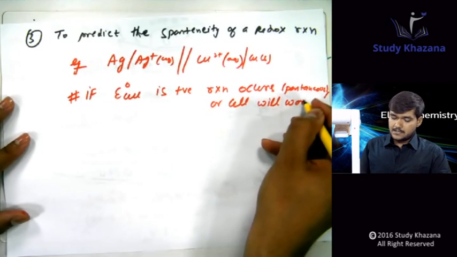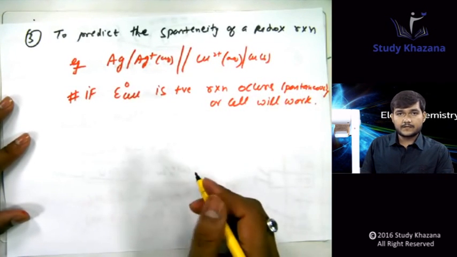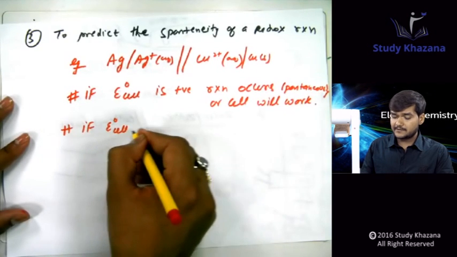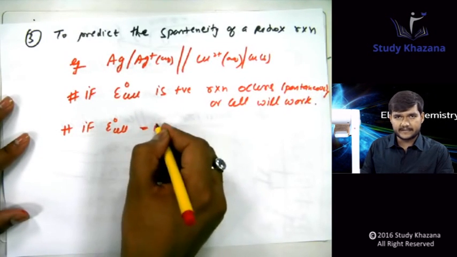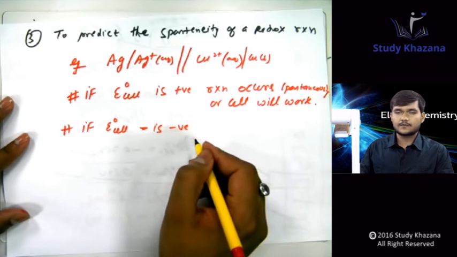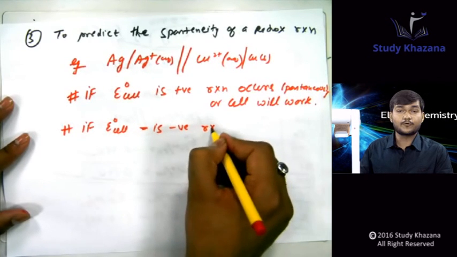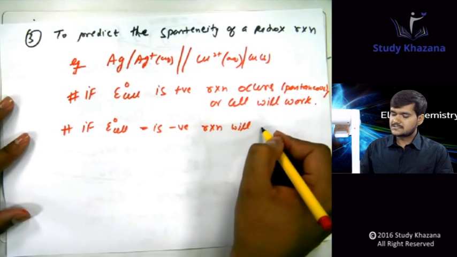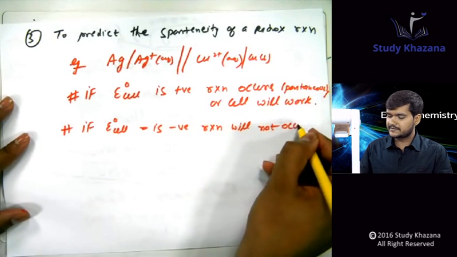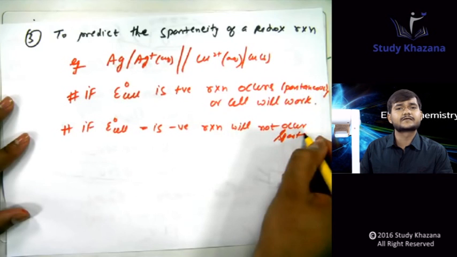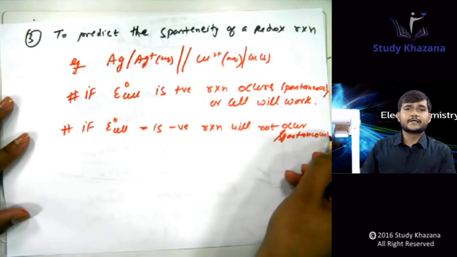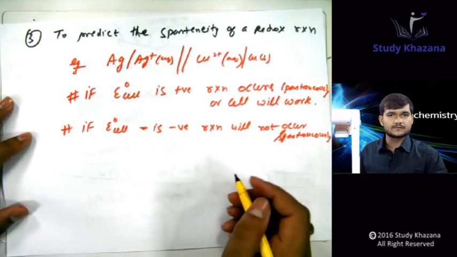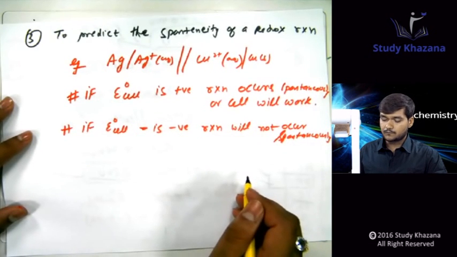Are you getting my point? If the E0 cell is negative, the reaction will not occur spontaneously. It doesn't mean that the reaction cannot occur in any case. The reaction can occur in the backward direction, but cannot occur in the direction in which you have taken. Or the cell will not work.